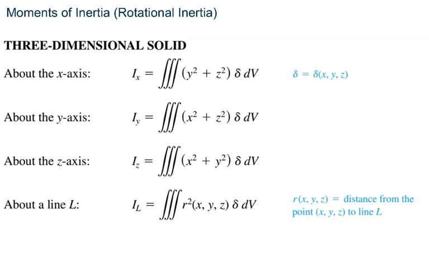So now we're going to talk about moments of inertia. Another way to think about moments of inertia is they are the second moments, because they invoke the squares of distances. We have the definitions here. I'm just going to talk a little bit about what they are. I'm not going to derive them for you.